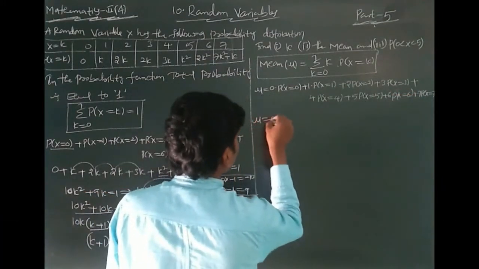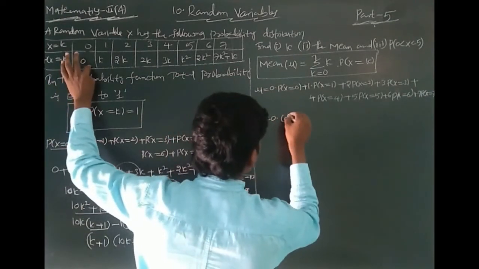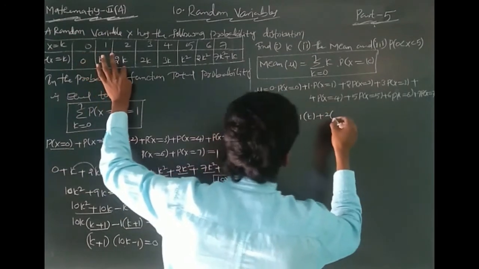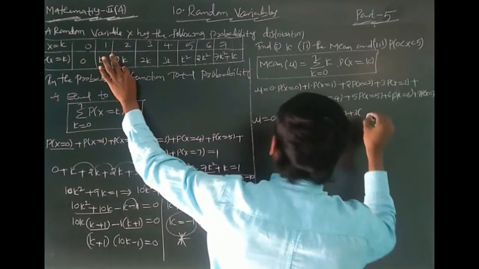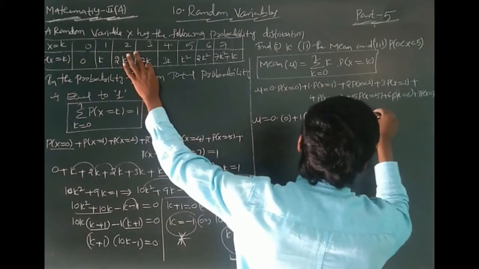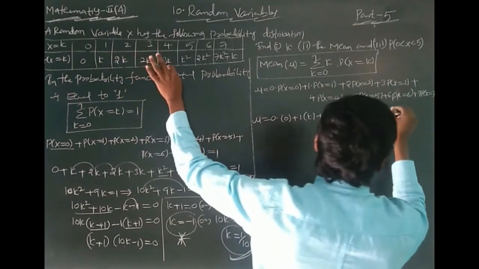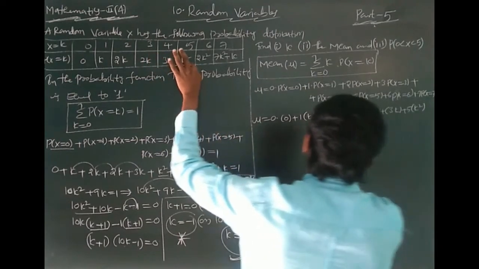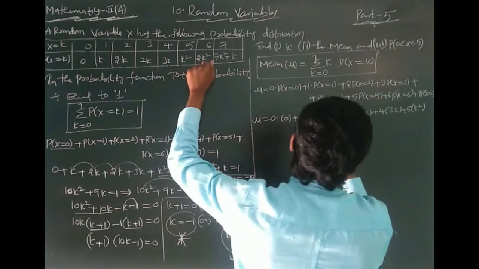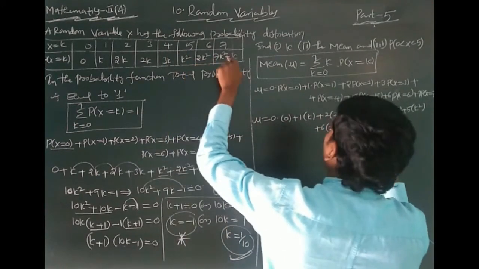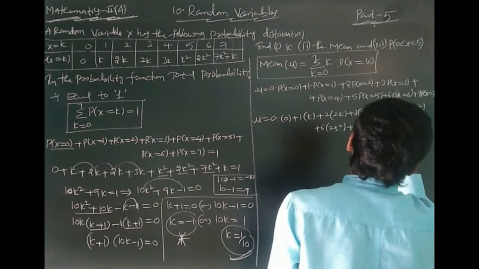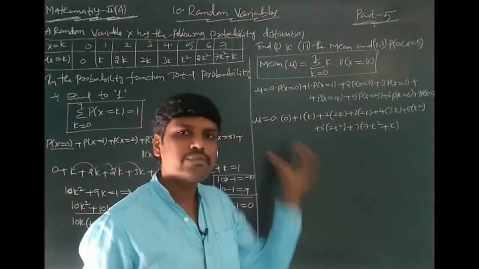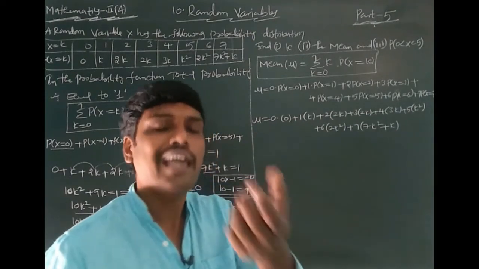Mu equal to 0 into probability of 0 value 0, plus 1 into probability of 1 which is k, 2 into probability of 2 which is 2k, 3 into probability of 3 which is 2k, 4 into probability of 4 which is 3k, 5 into probability of 5 which is k square, plus 6 into probability of 6 which is 2k square, plus 7 into probability of 7 which is k square plus k. Understood or not, students? In this way, I already explained in the previous model. This is also the same, but k is there.